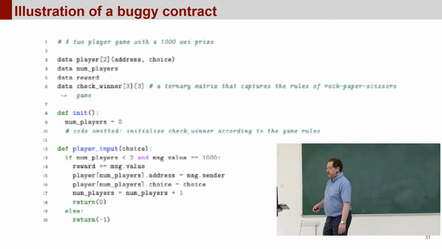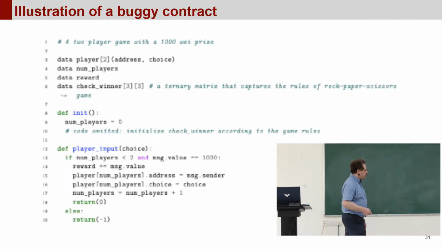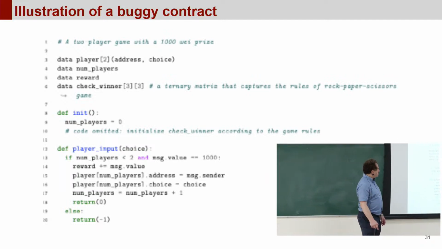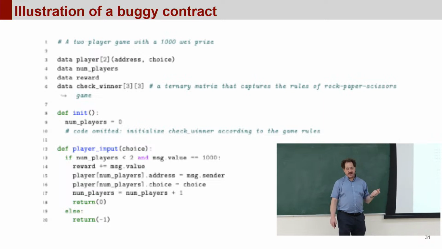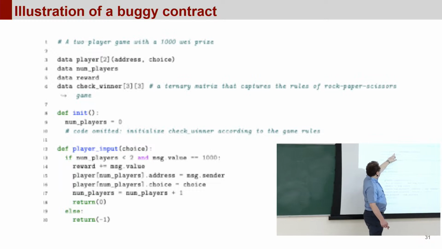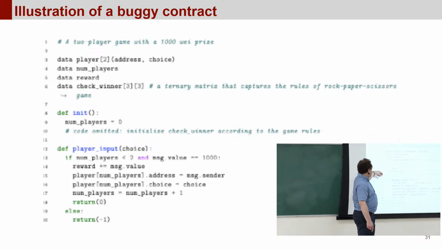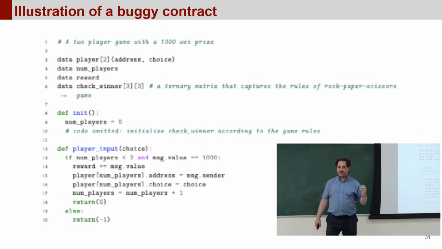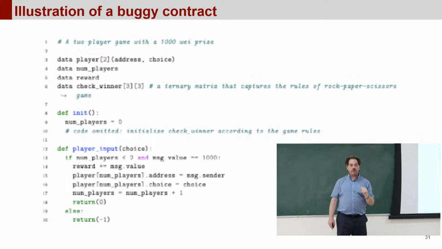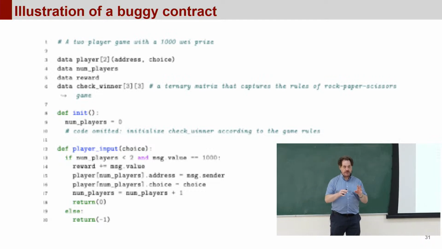So now we are going to see a few buggy contracts. This contract implements a rock, scissors, paper game. We have two players, and each player joining the game deposits some funds and also provides a value. Finally, when all the players have joined the game, the contract would check the values, declare the winner, and transfer the funds to the winning participant.